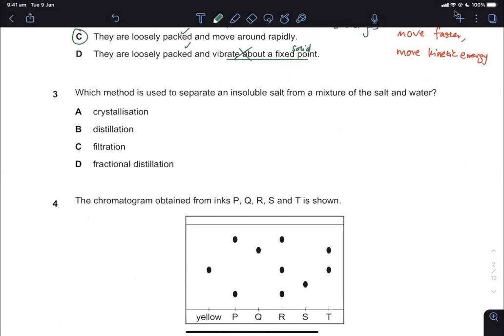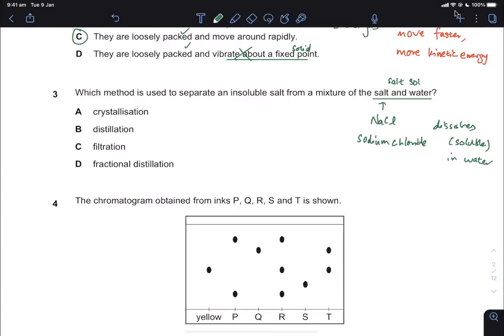Okay, so moving on to the next one. This is a very, very tricky one because you have salt and water. As you know, salt is your sodium chloride, your table salt. They dissolve in water, meaning to say they are soluble. That's how you get salt water. Think about your salt solution, your seawater. This could have been interpreted as seawater. You want to get insoluble salt, does not dissolve.